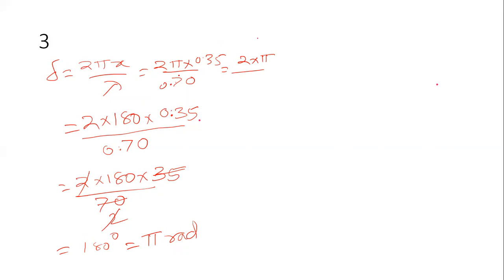0.35 divided by 0.70. So it becomes 2. So this 2 cancels and we get pi. So the phase difference between these two displacements will be equal to delta is equal to pi.